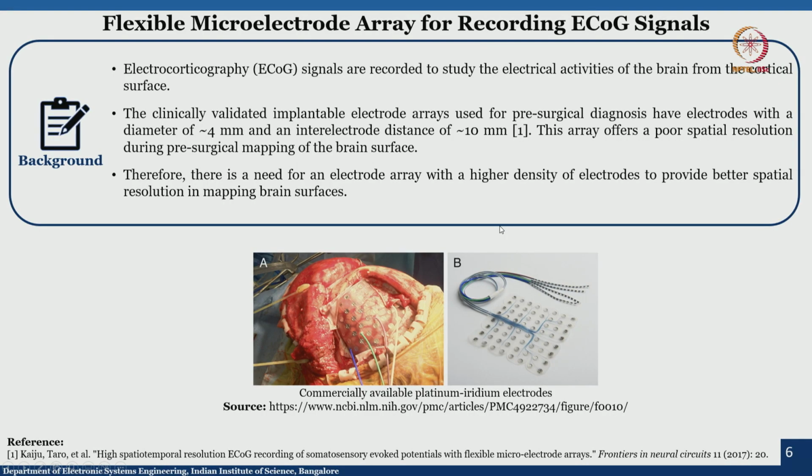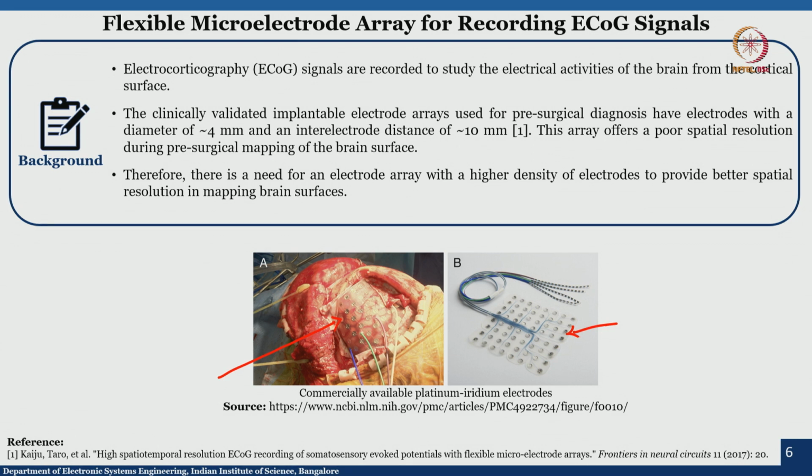So, if you see the slide, this slide shows electrocorticography signals that are recorded to study electrical activities of the brain from the cortical surface, right. I told you what is ECOG, but more than that, let us first see this particular figure of commercially available platinum iridium electrodes, which you can see here, and the electrodes when they are implanted onto the brain of a patient.